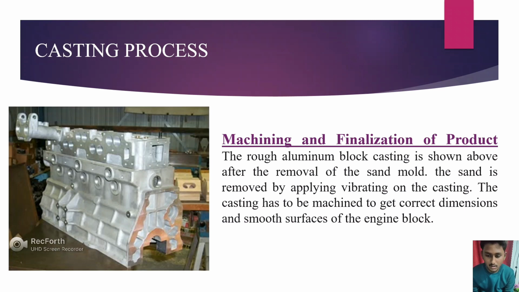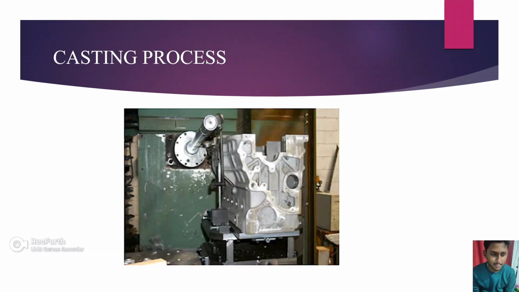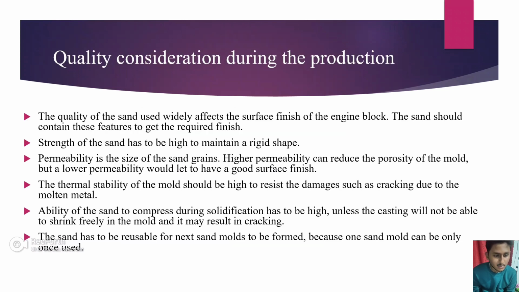Then machining and finalization of the product. The rough aluminum block casting is shown above. After the removal of the mold, the sand is removed by applying vibration on the casting. The casting has to be machined to get the correct dimensions and a smooth surface of the engine block. This is the finishing and machining after the cast.